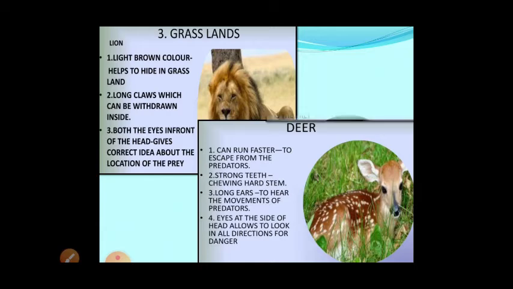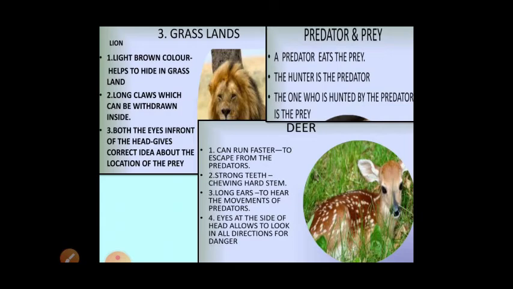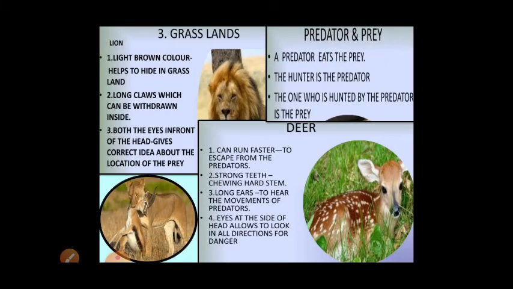Okay, another thing you can observe in grassland, or wherever animals are there, is the predator and prey. So the predator eats the prey. That means predators will hunt prey for their food. And most predators are either omnivorous or carnivorous animals. So in this picture, the lion is known as the predator, whereas the deer is the prey.